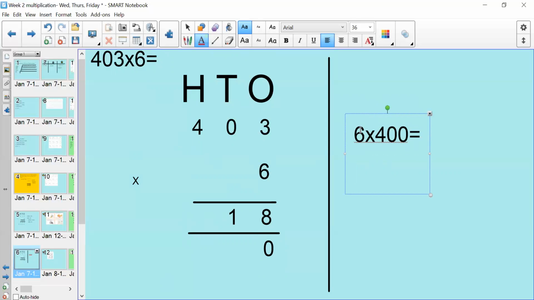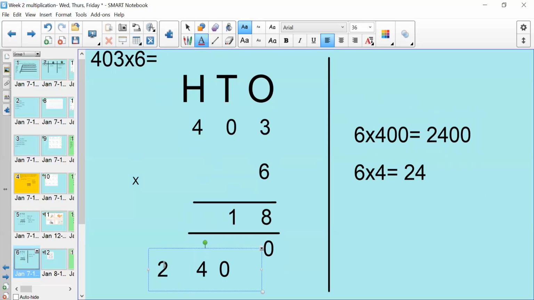So again, we could use our known fact of 6 times 4 to help us. So 6 times 4 is 24. Therefore, 6 times 400 will be 2,400. So we can add that into a thousands column. So 2,400. And then we could add our thousands column up here.